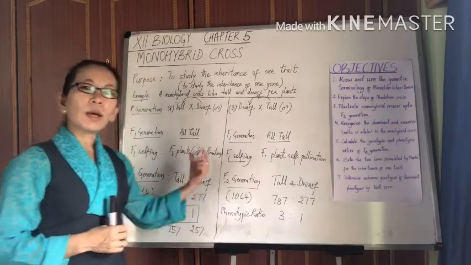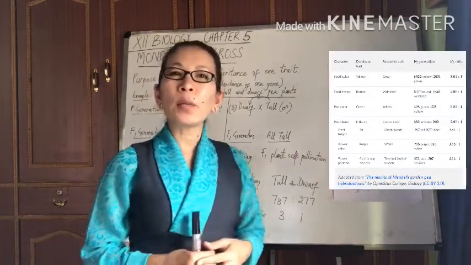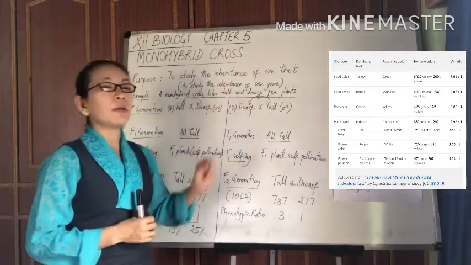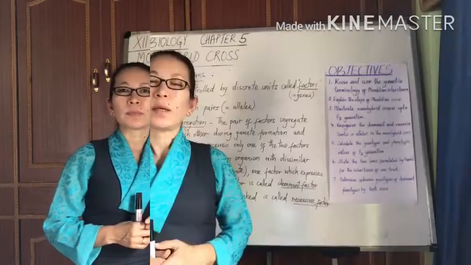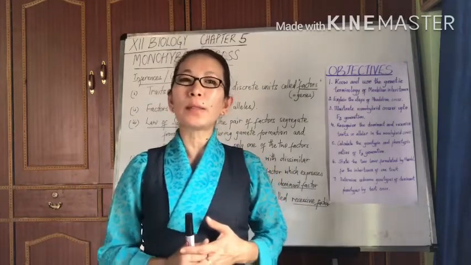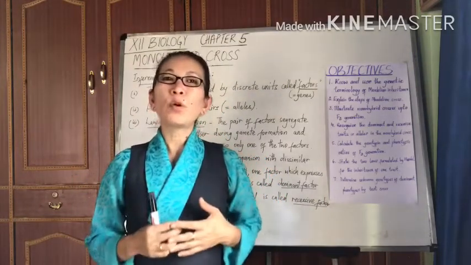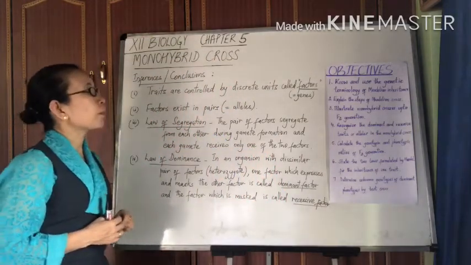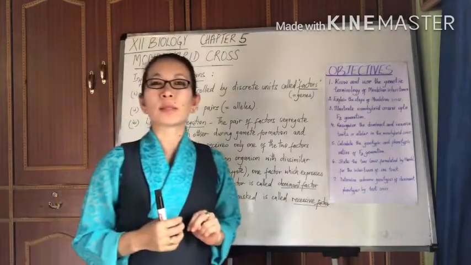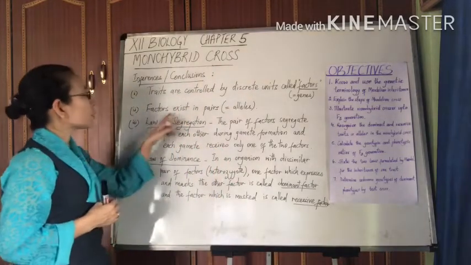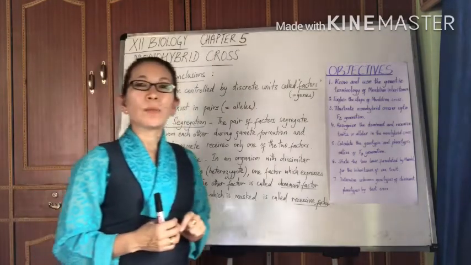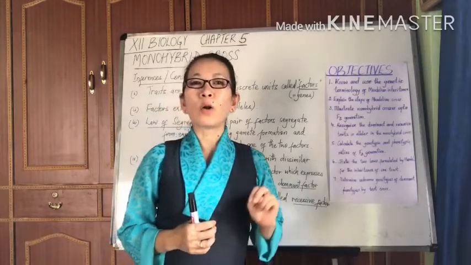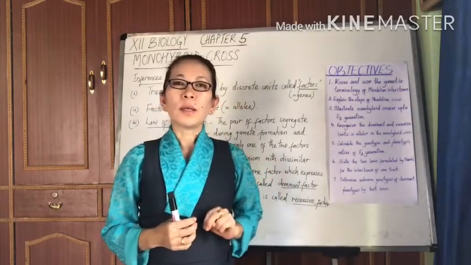So basing on these experimental results, Mendel finally proposed 2 major laws in order to explain the inheritance of one trait. Some of the inferences or conclusions that Mendel made based on his monohybrid experimental results are the following. 1. That traits are controlled by discrete units called factors. And second, that these factors exist in pairs. So Mendel said that all the traits are controlled by factors and that these factors always occur in pairs.